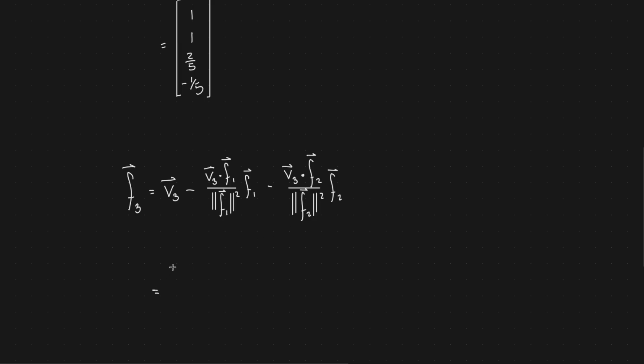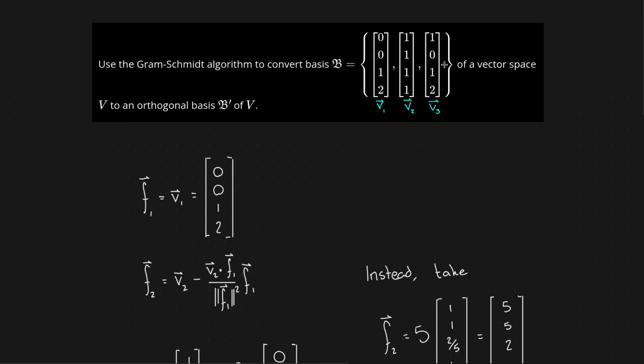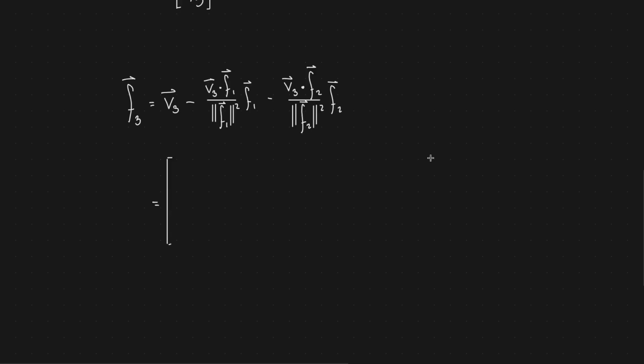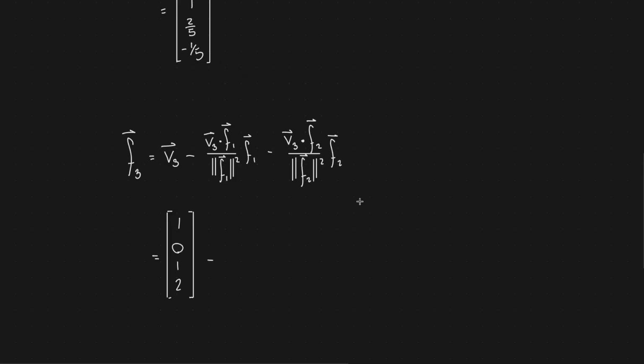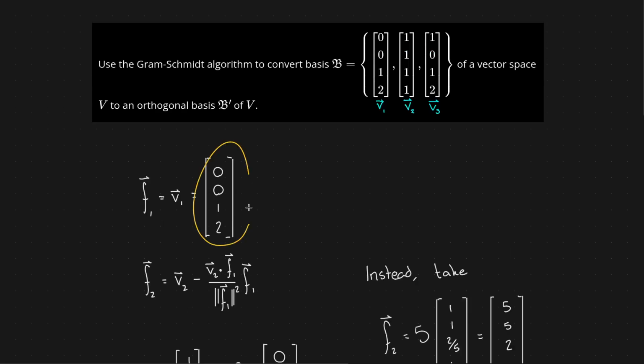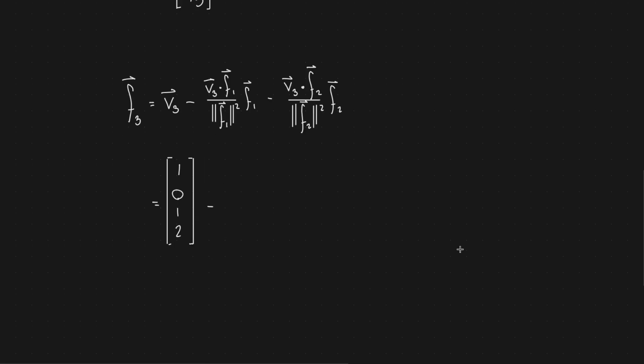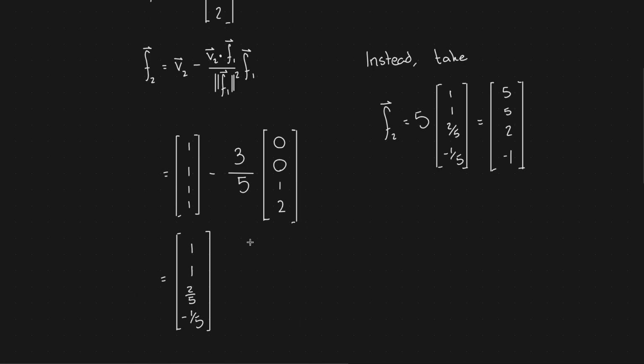Okay, so vector V3, let's plug in. Vector V3 was 1, 0, 1, 2. And then I'm going to subtract the dot product of V3 and F1. So F1 is 0, 0, 1, 2. V3 is 1, 0, 1, 2. If we take the dot product, we are going to get 1 plus 4, that's 5. So we're going to get 5 in the numerator, divided by the norm of F1 squared.